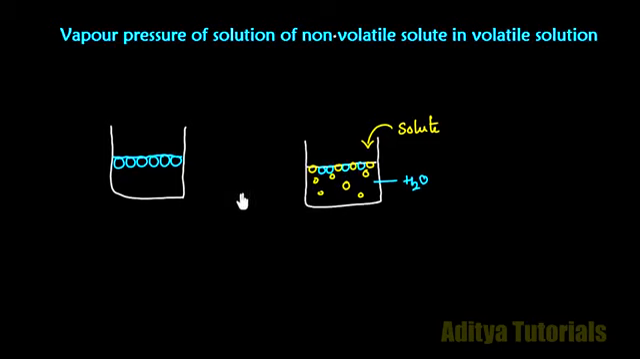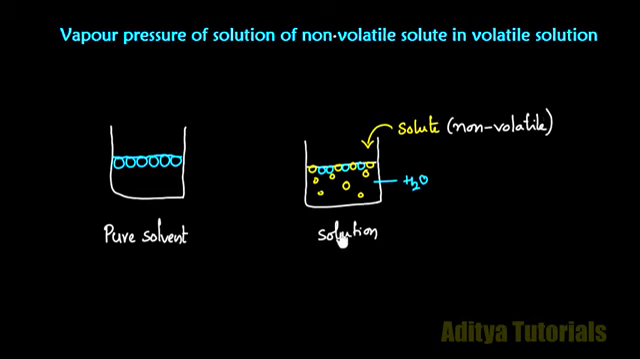Okay, but we have to compare the first and second. In the first case, at the surface you can see that only water molecules or only solvent molecules are there. Therefore I'm going to write here pure solvent, and here it is solution which contains a solute which is non-volatile. Okay, now we'll check the surfaces. In the first, where we are considering pure solvent, you can see that at the surface only the water molecules are present and they can evaporate.